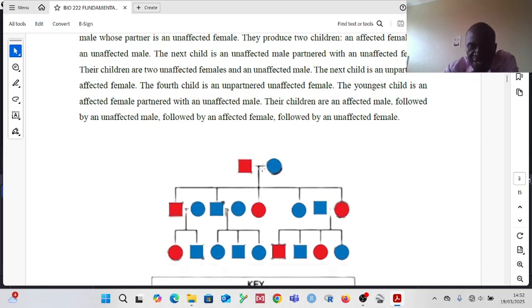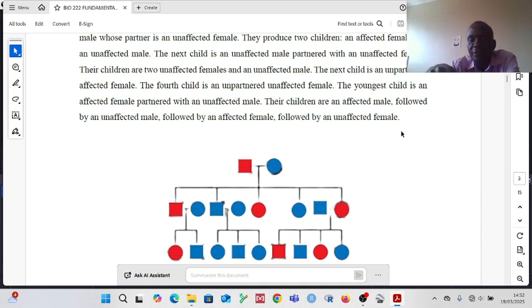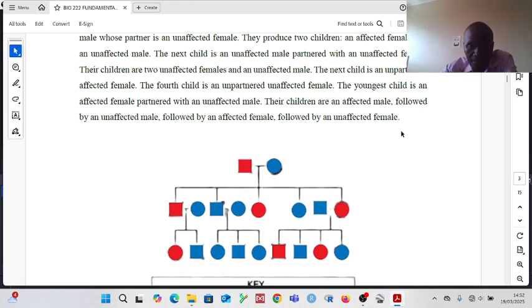The third child of this original couple is a female who is affected, because it's a circle in color red. Being a female who is not affected, another thing we know from this pedigree now is this female has not been partnered. So hajaoleka, hajazaa, okay, hajazaa. The fourth child, who is a female and not affected, pia hajazaa.